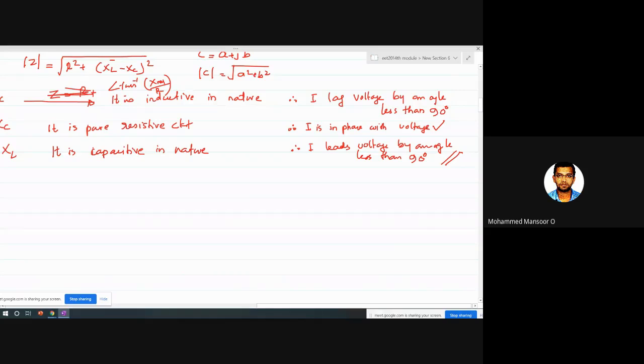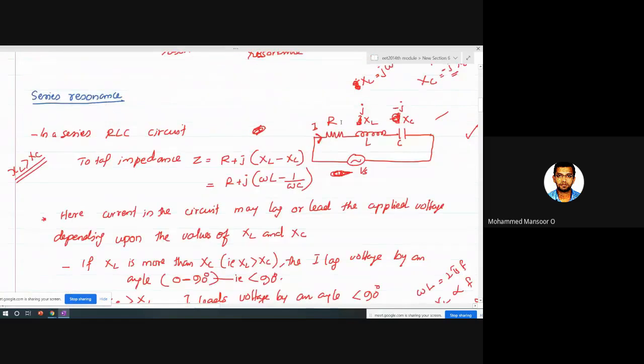So by changing the frequency, the values of XL and XC change, and XL and XC can become equal. Under such a condition, we can say that current is in phase with the voltage. Under that condition, the net impedance is only the resistor. Clear? So in the case of resonance, the total impedance is reduced to how much? The total impedance becomes resistance only.